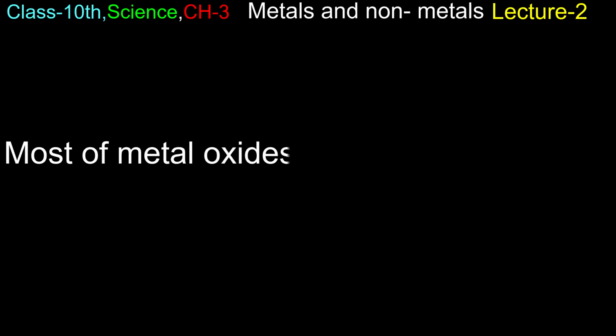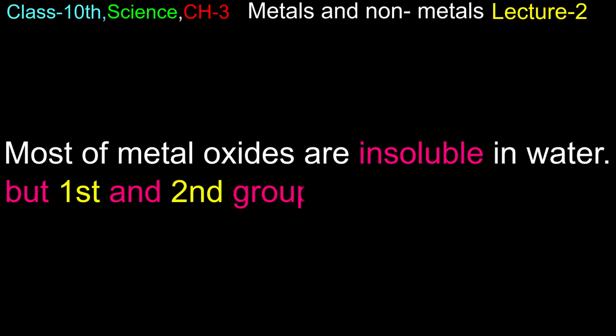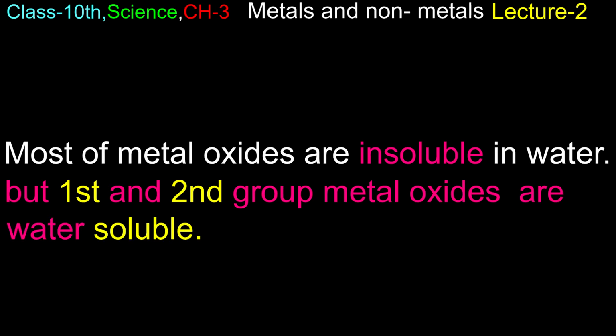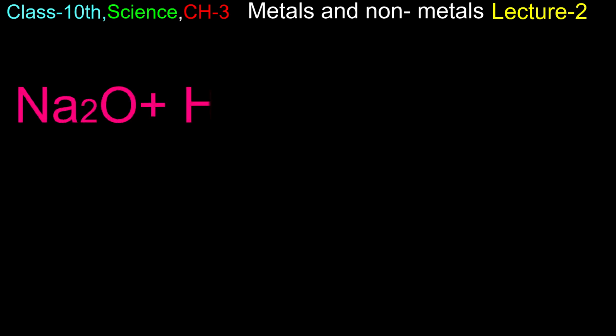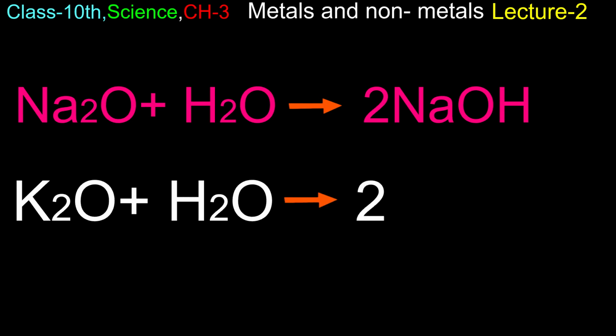Most of the metal oxides are insoluble in water, but first and second group metal oxides are water soluble and react to produce alkalis. The reaction for sodium oxide is Na2O plus H2O produces NaOH, or sodium hydroxide, and the reaction of potassium oxide is K2O plus H2O produces KOH, or potassium hydroxide.